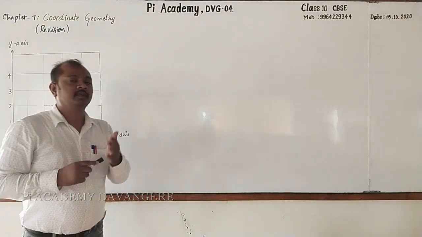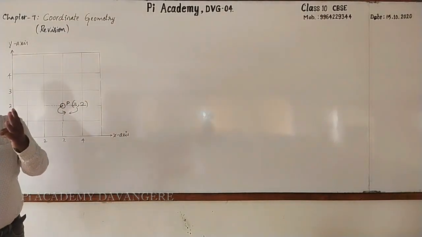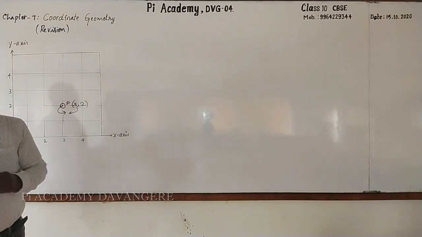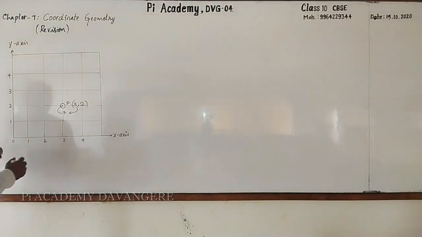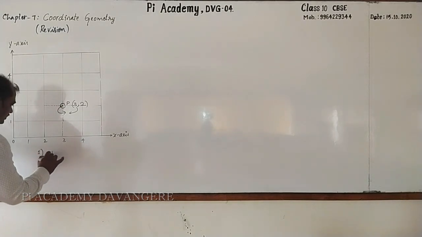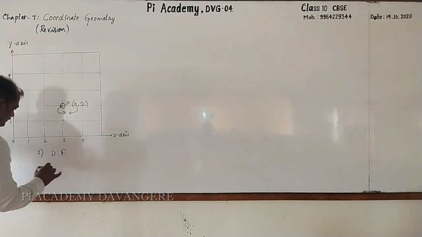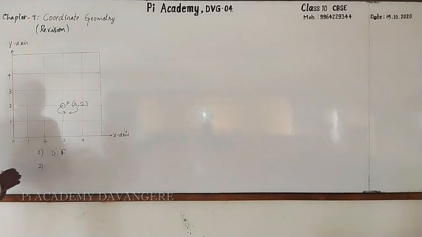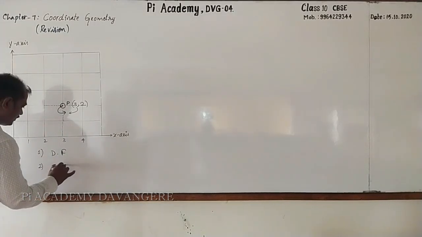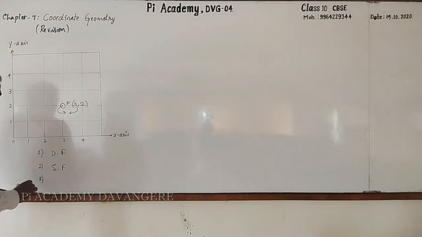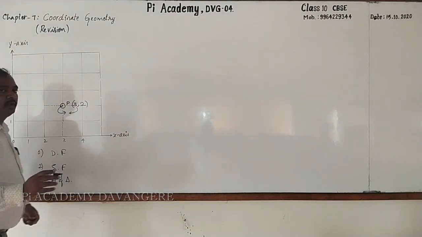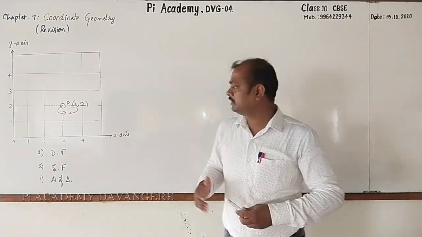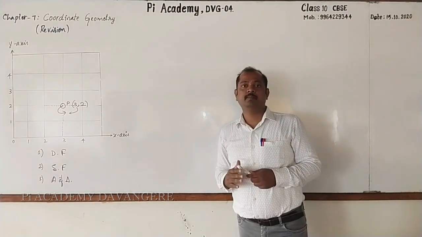Dear students, in this chapter we will focus on only three important concepts. Can you recall these? Yes. What is the first one? This is distance formula. Second one, it is section formula. And third one is area of triangle. Now, let's go for revising these concepts one by one.